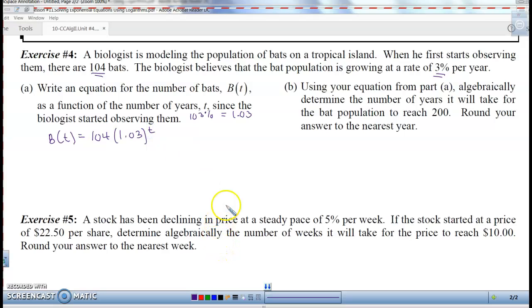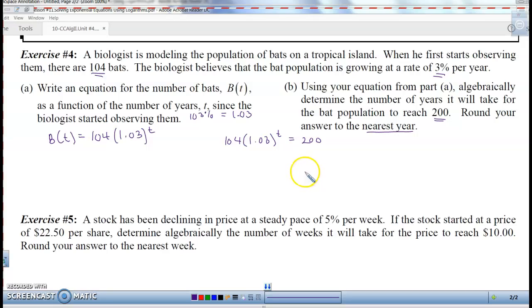So that's our equation. Using the equation from part A, algebraically determine the number of years it will take for the bat population to reach 200. Round your answer to the nearest year. So this is not going to come out nice and even. We're going to figure out what T is without having to use our table. We want to reach 200, so that's going to be B of T. So my equation is 104 times 1.03 to the T, and we want that to equal 200. Normally we would put this in the calculator and go to the table, but we're actually going to solve this algebraically.